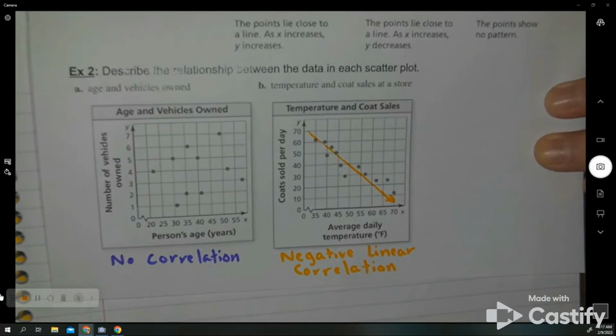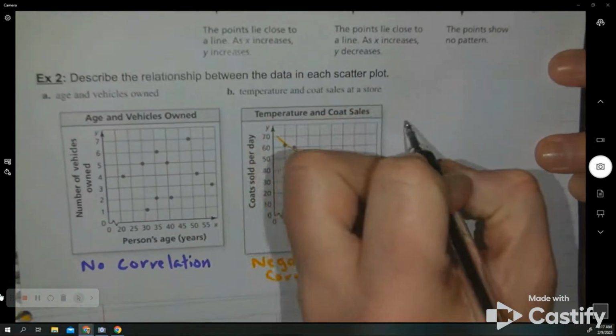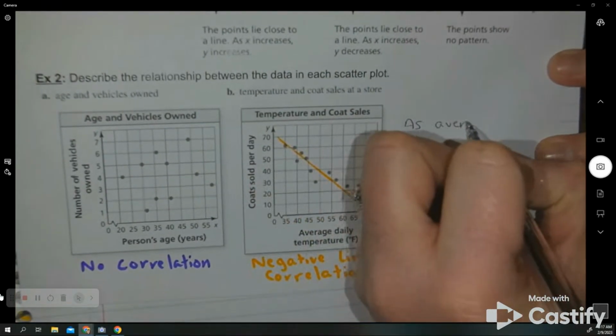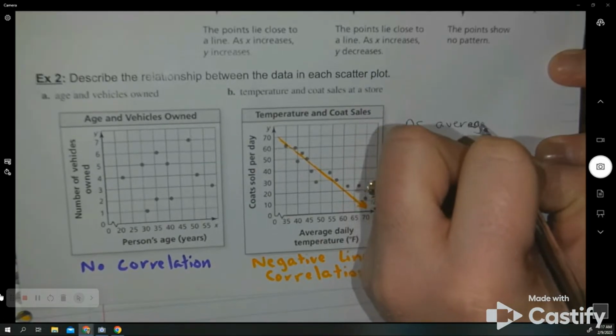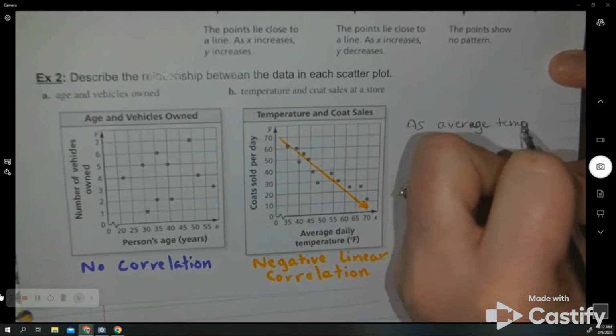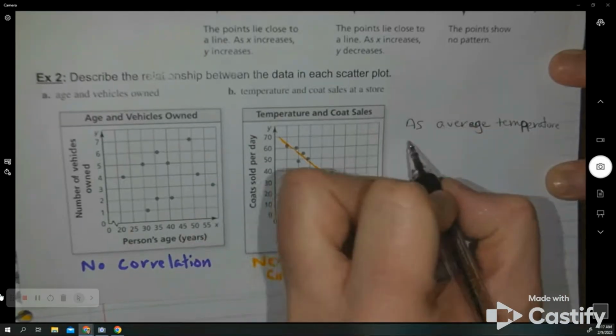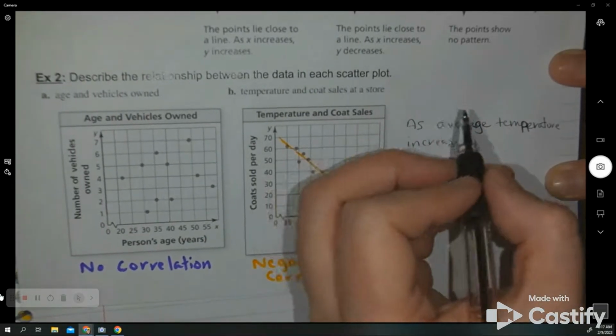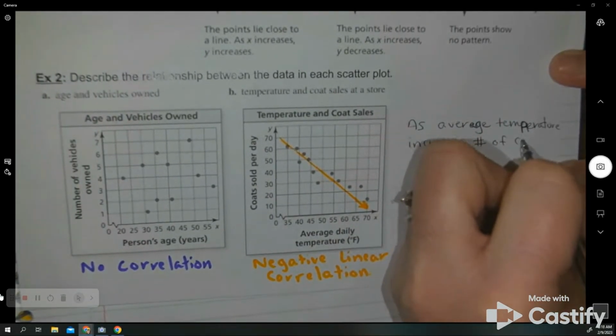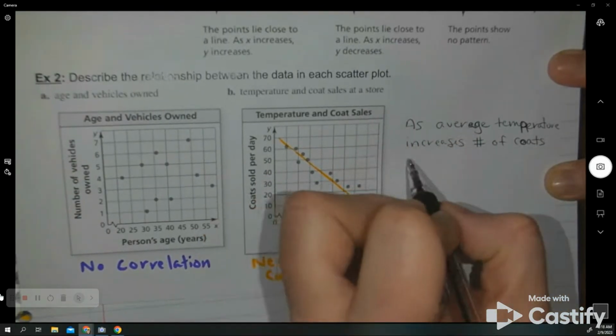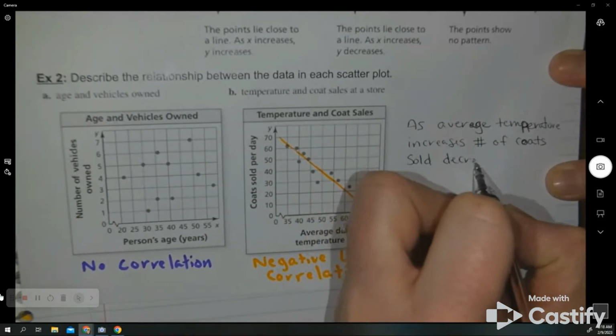Okay, so what we can gather from that negative correlation is that as the average temperature increases, it looks like the number of coats that they're selling decreases. So let's jot that over here. As the average temperature increases, the number of coats sold decreases.